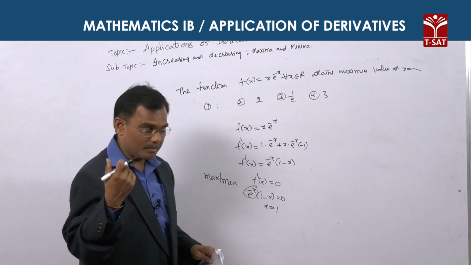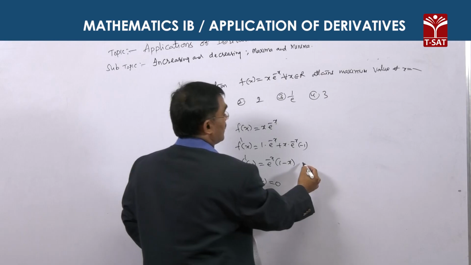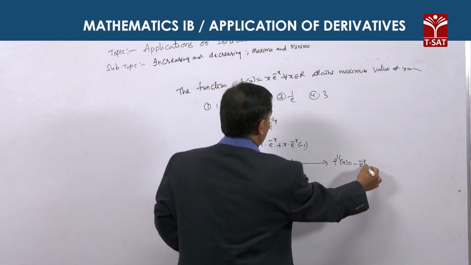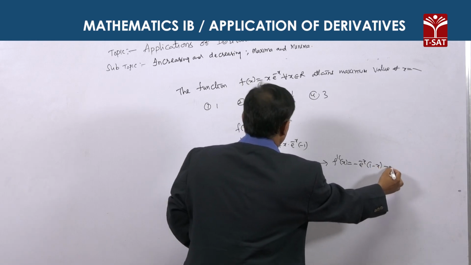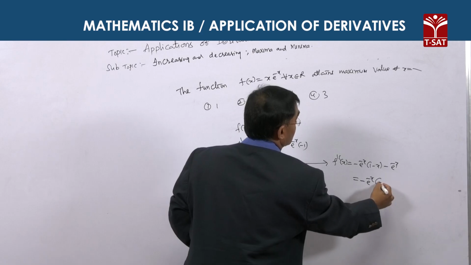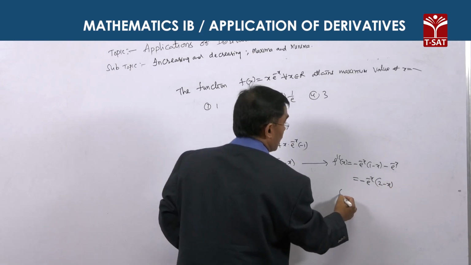We must decide whether it is a maximum or minimum. How do we decide? Find the second derivative. The second derivative f''(x) = minus e^(-x) into (1 minus x) minus e^(-x). The term minus e^(-x) is common, and the value is (2 minus x).